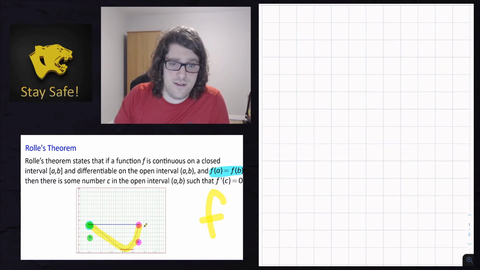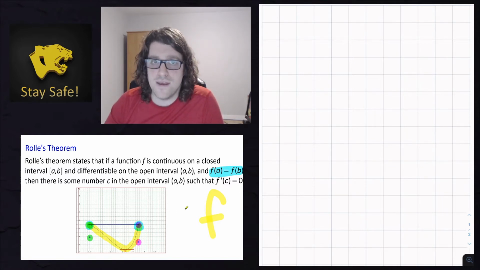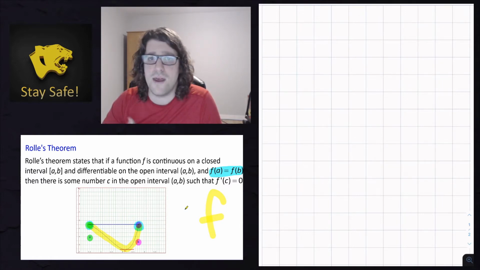Otherwise stated, the height at the beginning of the interval and the height at the end of the interval have to be the same height. So it has to start and end at the same height. That height could be 0, it could be 10, it could be any constant, but that height value at the beginning and the end has to be the same. So this is a really restrictive set of conditions.